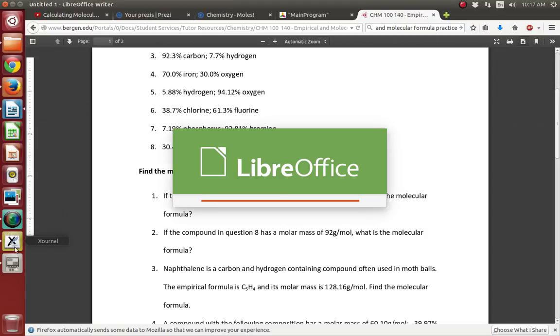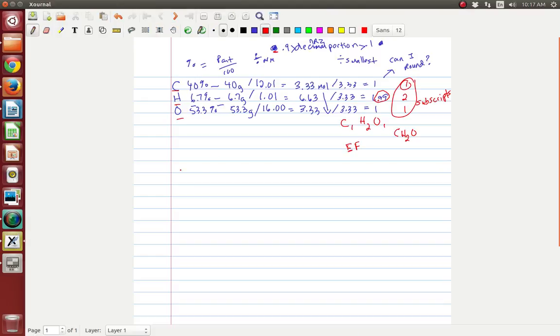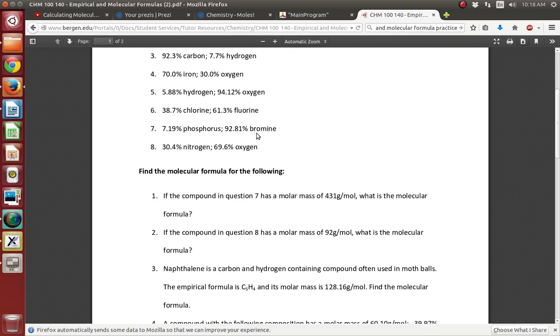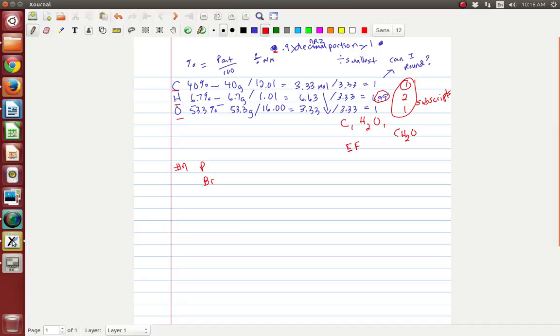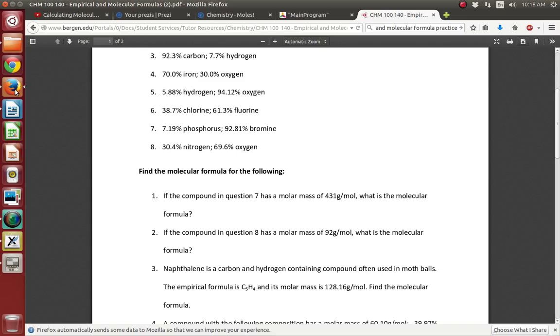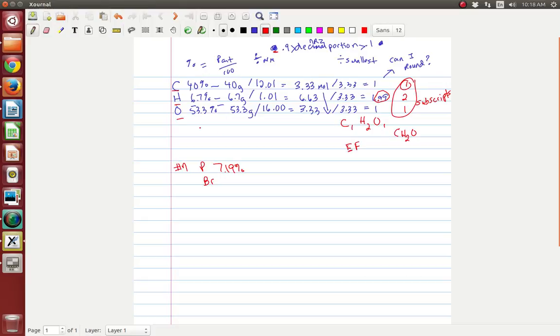Oops, wrong thing. Go back to this. Okay, this is question number 7. We have phosphorus and bromine, and we're going to turn the percent composition into empirical formula. 7.19% phosphorus, and for bromine, it's 92.81% bromine. All right, step 1, turn them into grams. 7.19 grams.